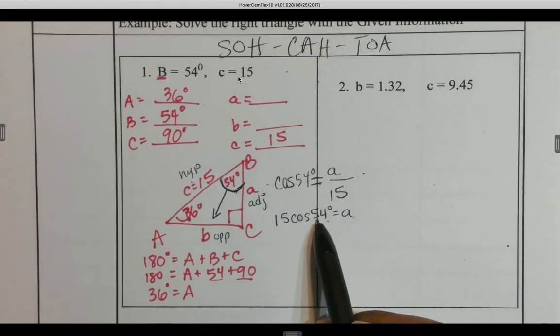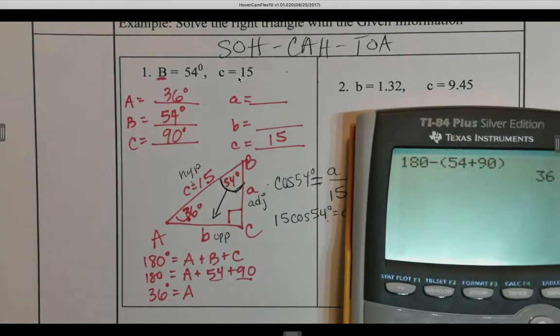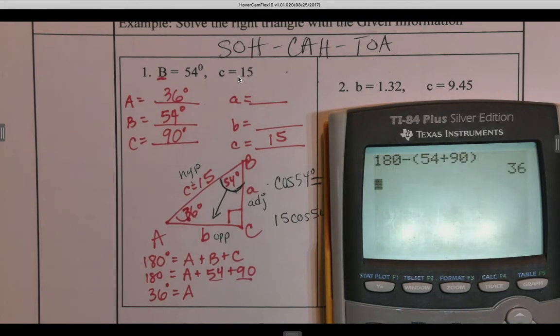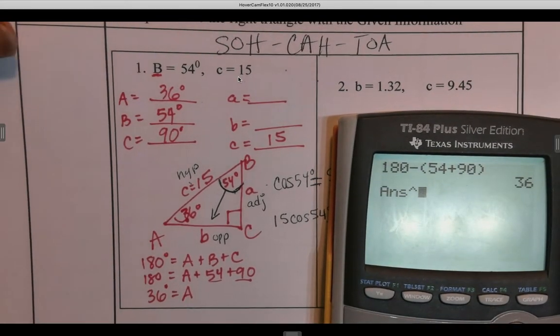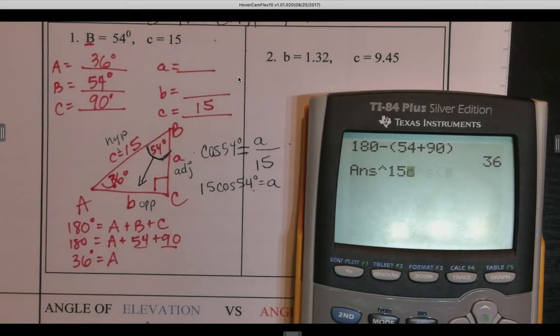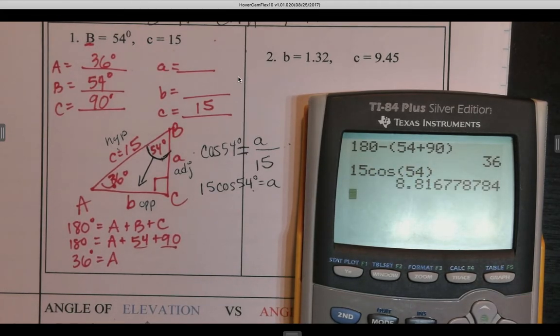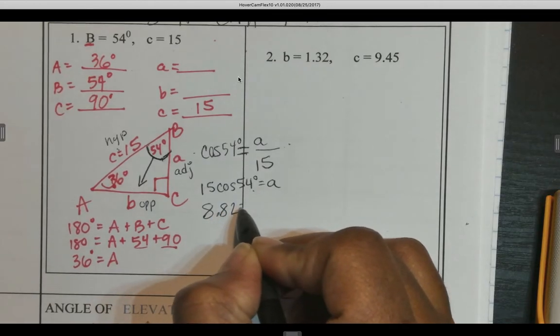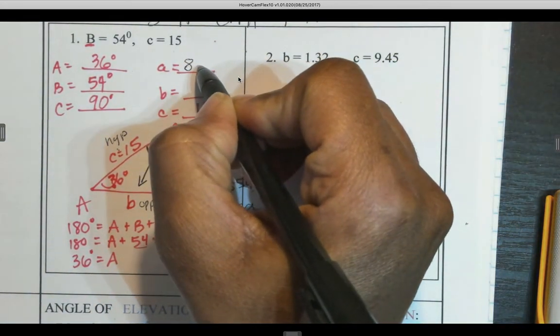Now you do have to make sure your calculator is in the right units. So I'm going to go and check. The mode is degrees. It is, so we're good there. And then I'm just going to type in 15 cos 54, close that up. I get 8.816, so I'm just going to round it off to two numbers after the decimal, 8.82. So now I know angle A is 8.82.